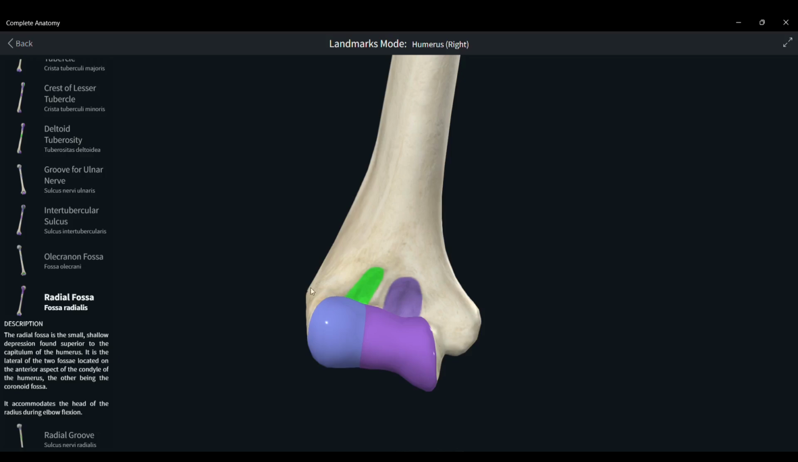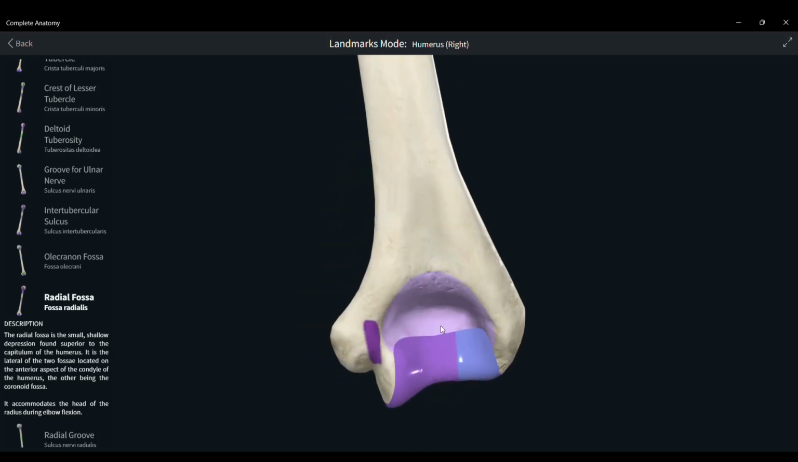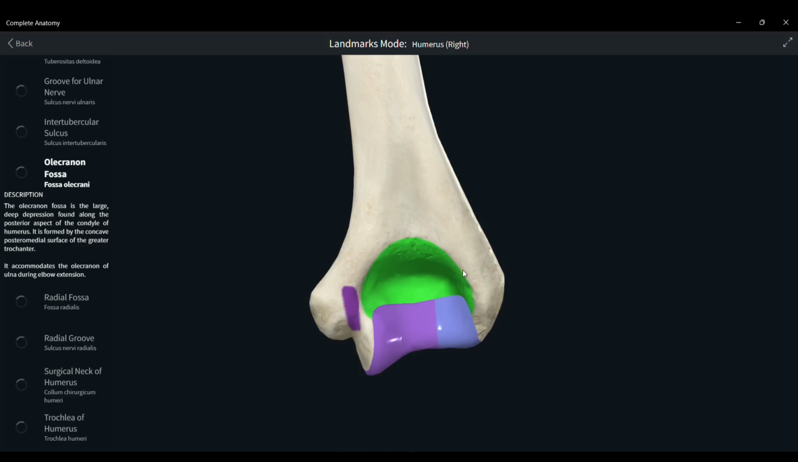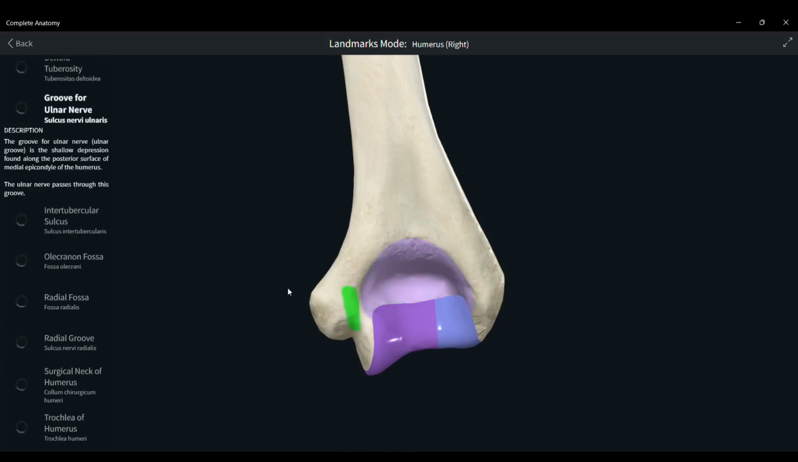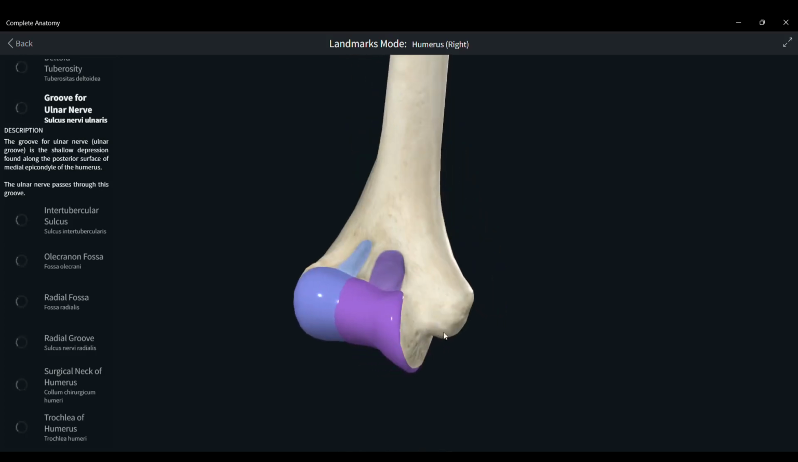On the posterior side, at the center of the distal end, is the deep fossa olecrani. During extension, the olecranon of the ulna fits precisely into this hollow, stabilizing the end position of the movement. On the distal medial side there is a deep groove behind and below the epicondylus medialis, the sulcus nervi ulnaris.